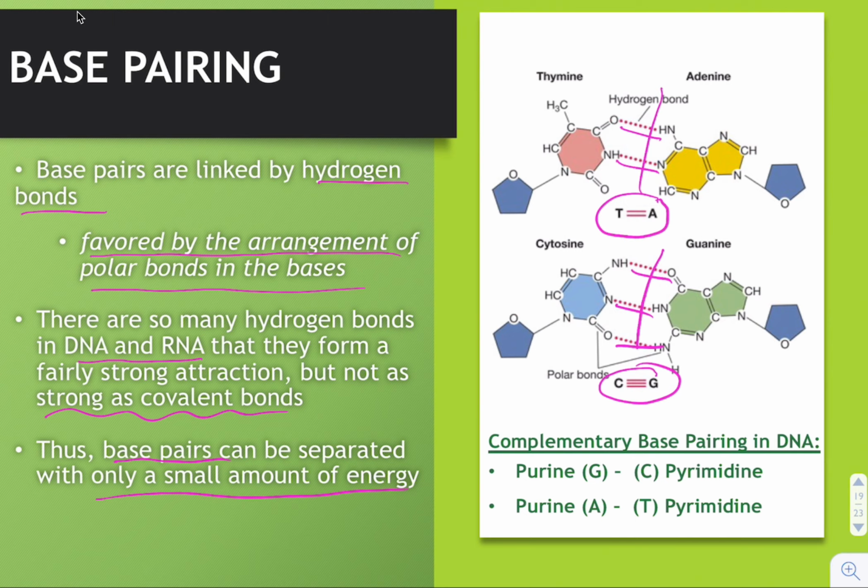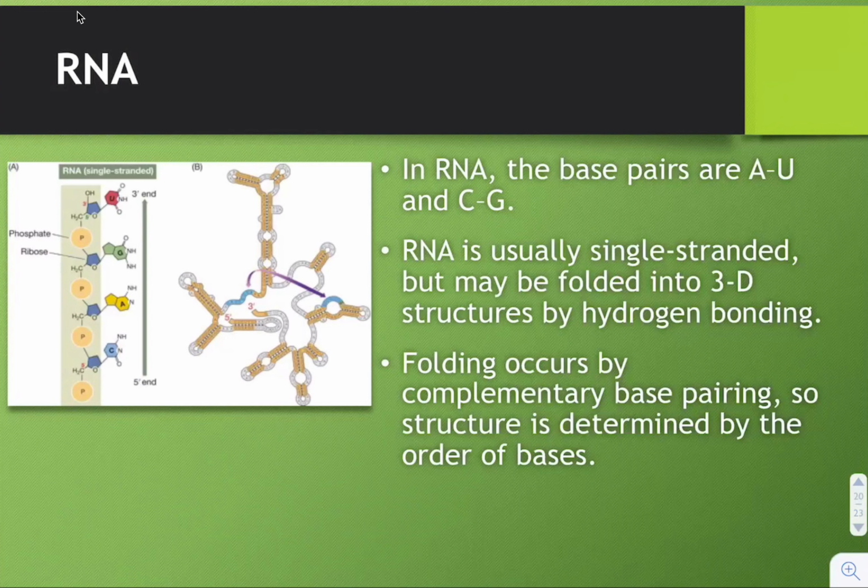The base pairing rules for DNA, and we'll get into this again when we get into DNA synthesis in detail, is we have purines bonded with a pyrimidine, and purines bonded with a pyrimidine. So purine, pyrimidine. So G to C, A to T. RNA is cool. Its base pairs are A and U and C and G.